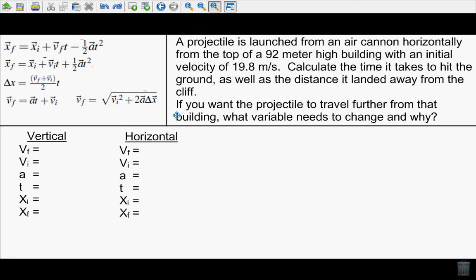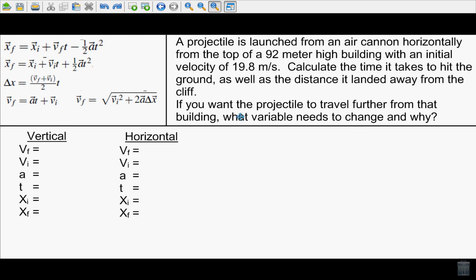So what I'd like you to do is set up what are my vertical and horizontal components, and then what are the steps for me to solve this problem, and then I'm going to go ahead and solve for the time it takes to hit the ground as well as the horizontal distance it landed away from the cliff.